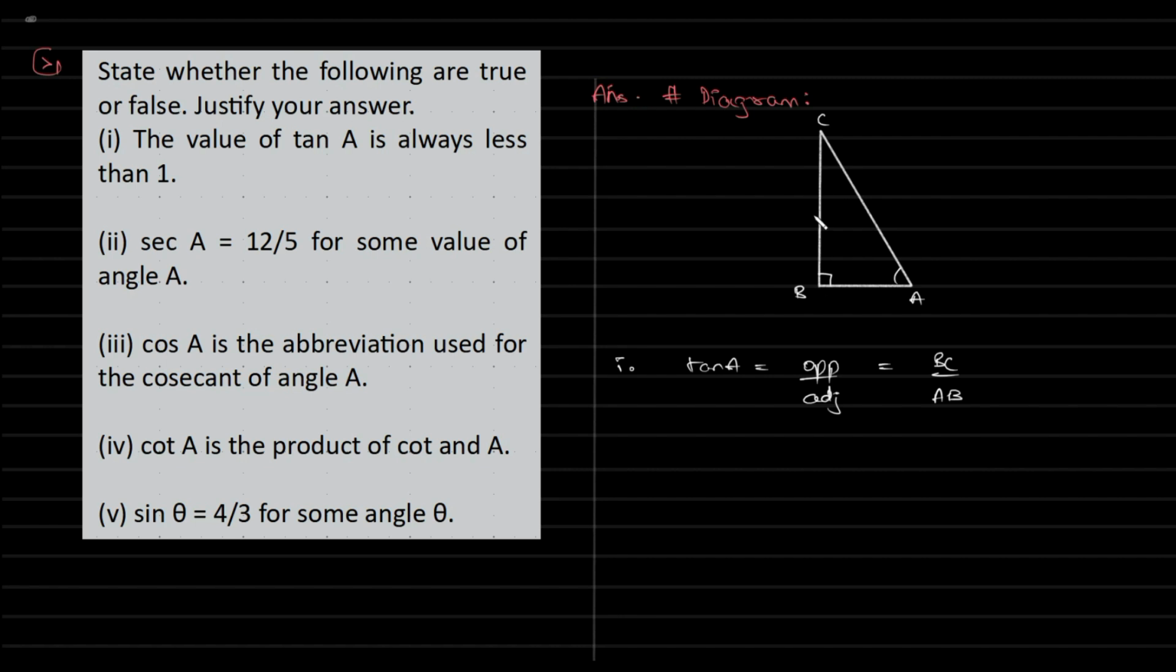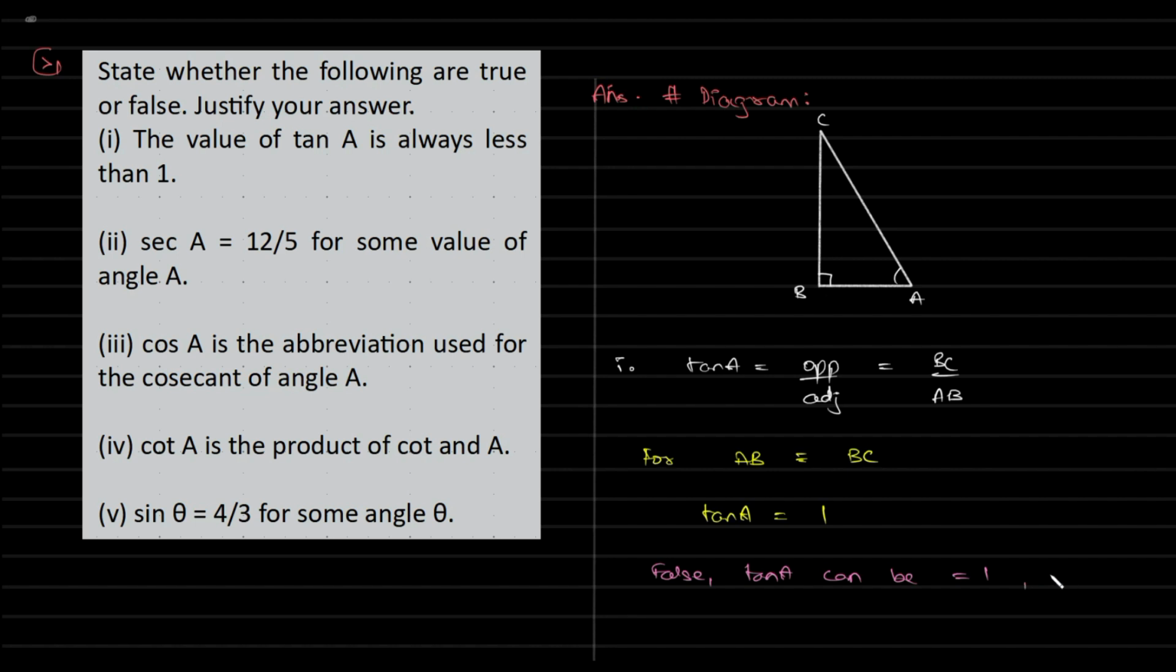If I consider a right-angled triangle which is isosceles, then both the numerator and denominator will be equal, is it not? For AB being equal to BC, what will be tan A? Both the numerator and denominator are the same, so it will be equal to 1, right? So the answer is false. Tan A can be equal to 1 as well.